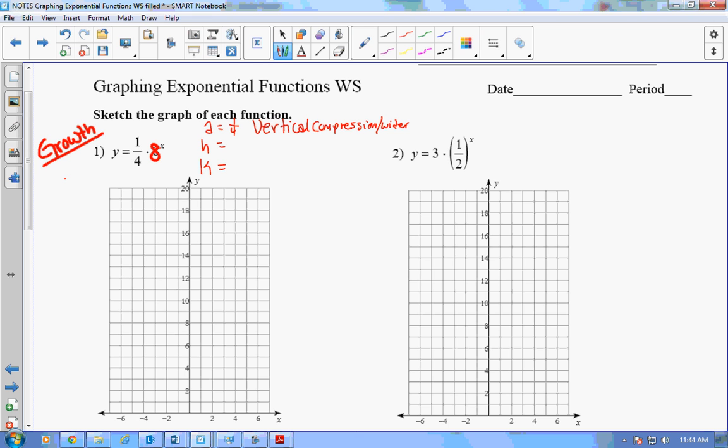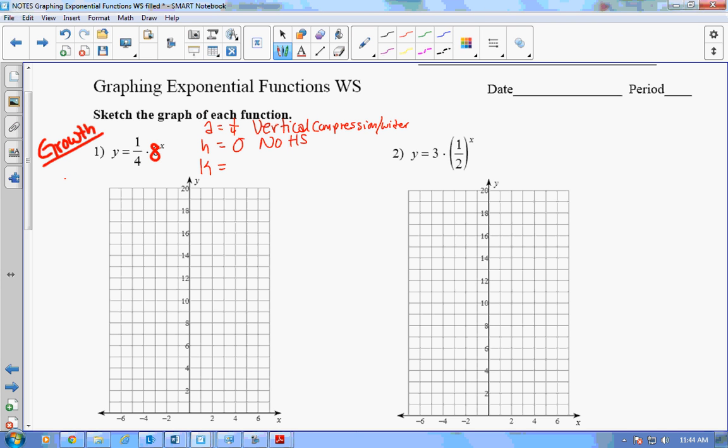Okay, next, what is the value of H? What is the number up with the x in the exponent being added or subtracted to the x? Fingers in the air, please. What's on number 1? What number is being added or subtracted to the x? Okay. I don't see it correctly yet. What number is up here in the exponent with the x? Is there a number up here with the x being added or subtracted? No. So that number is 0. That means there is no horizontal shift.